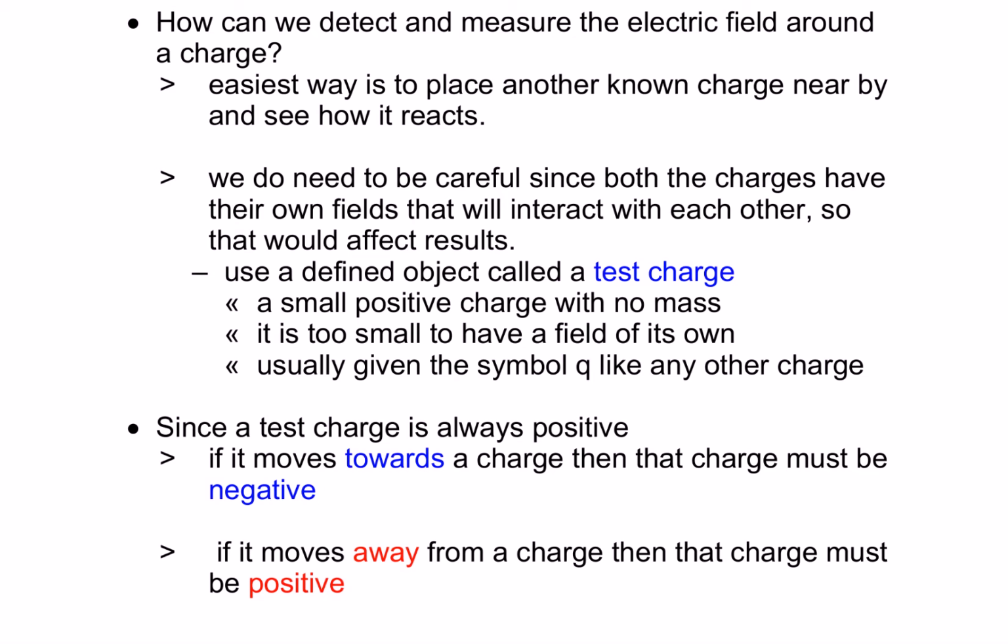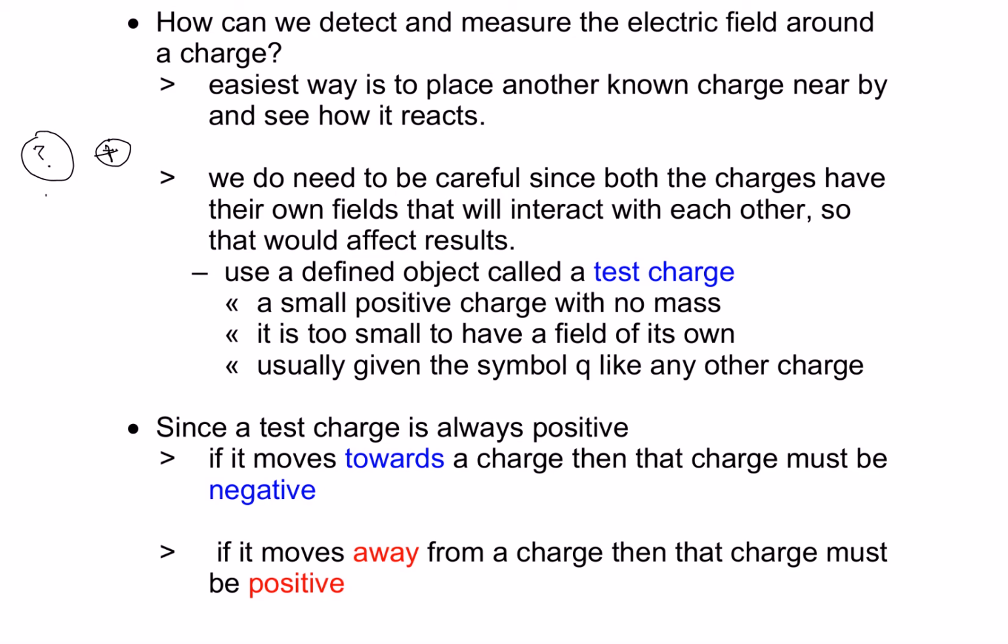Okay, so next is how do we detect if there's an electric field and how strong it would be and whether it's positive or negative, all those kinds of things. The easiest way to do it would be to have some other known charge nearby. So if we had a charge that we didn't know, but if we put a positive charge near it, we should be able to figure out what the original one is, right?